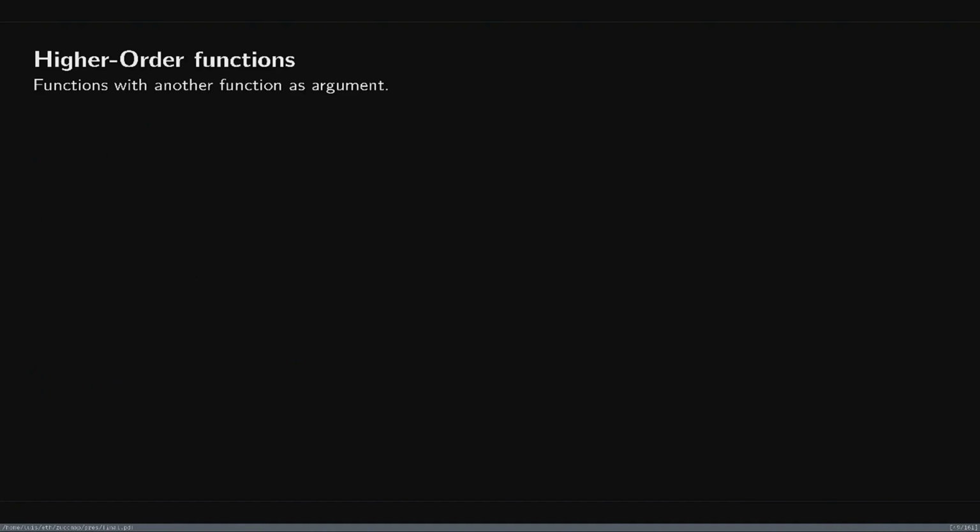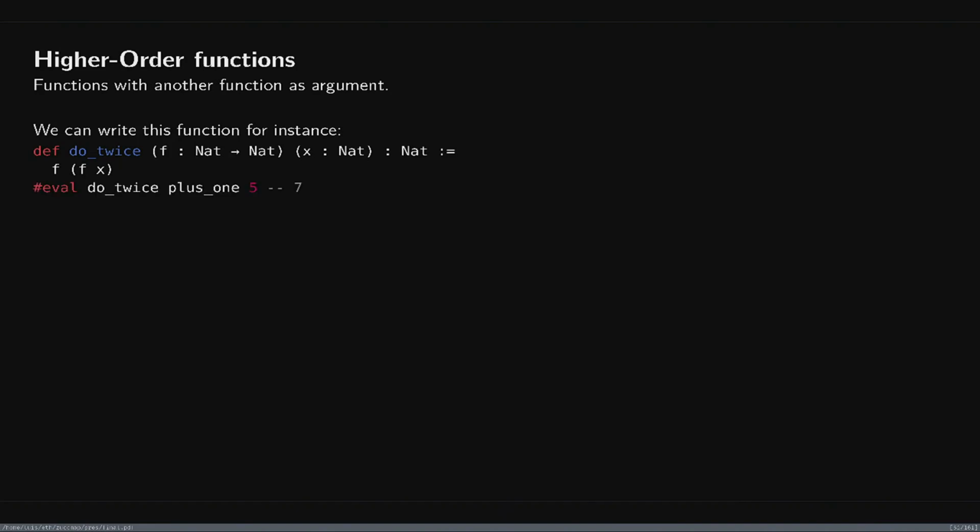Since functions are objects, we can easily take them as arguments of another function, and by this get higher order functions. For instance, we can consider this function do twice, which takes an f and an x, and applies f twice to x. This is something you could also do in C++ with std::function, but really in Lean this is a language feature, while in C++ this is more like a library feature.